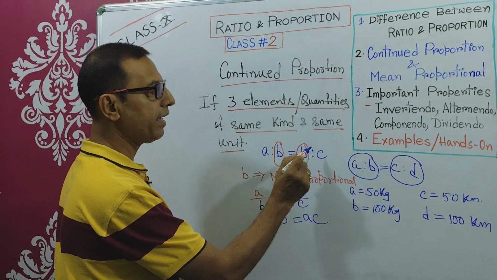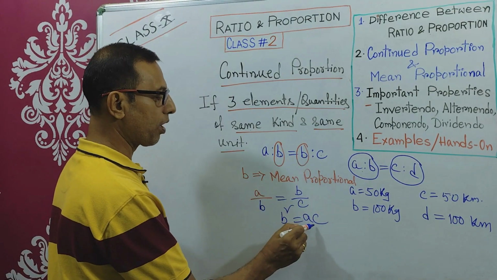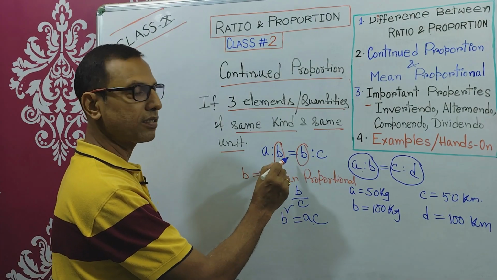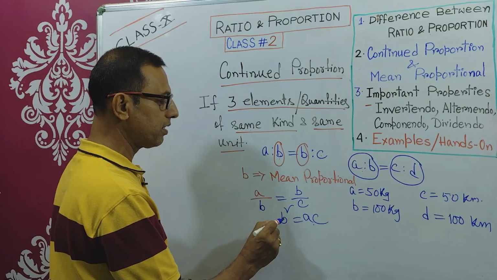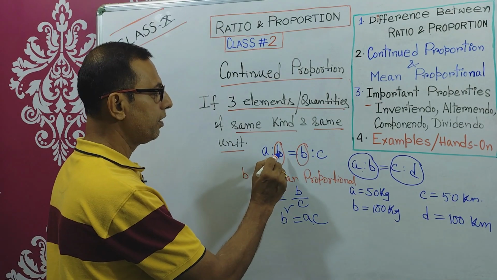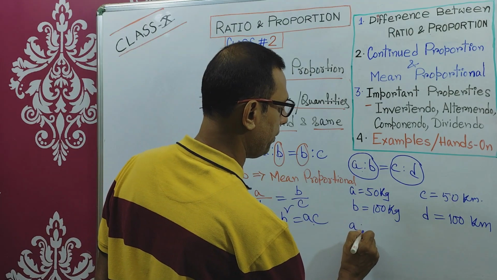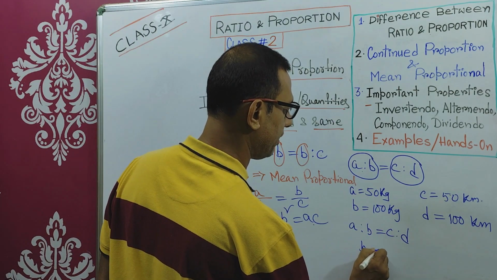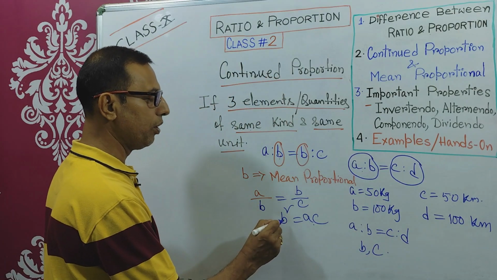First is the extreme A, C is the last extreme. So product of extremes equals product of means. Here the mean is one mean, that means B is used twice, B and B square. If it is A is to B equals C is to D, there B and C, these two are means. Here only one mean.